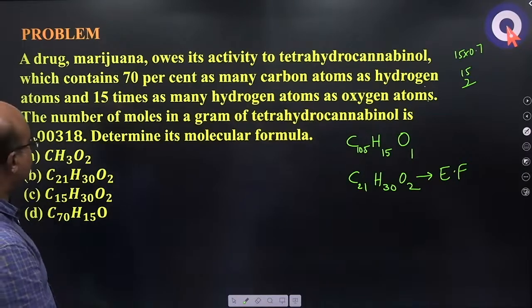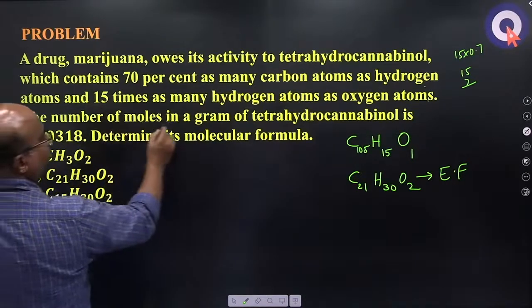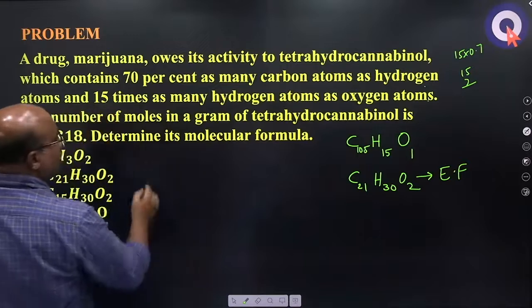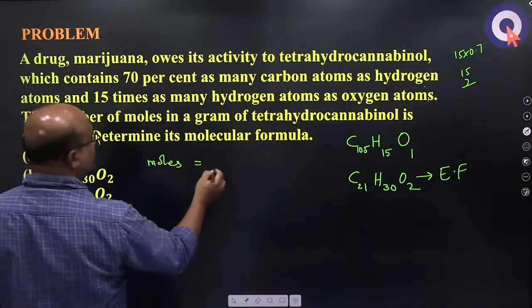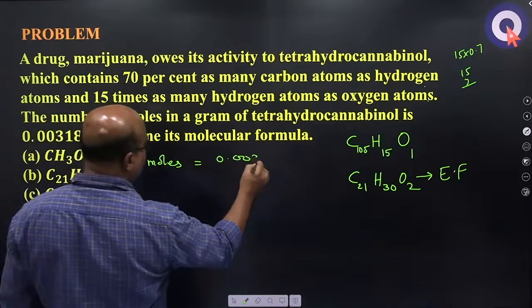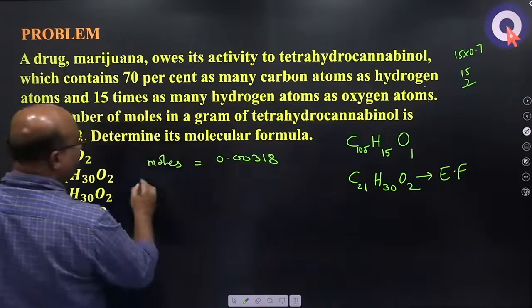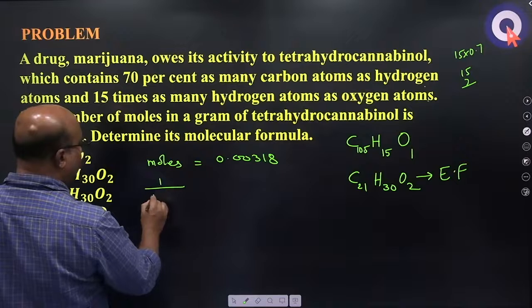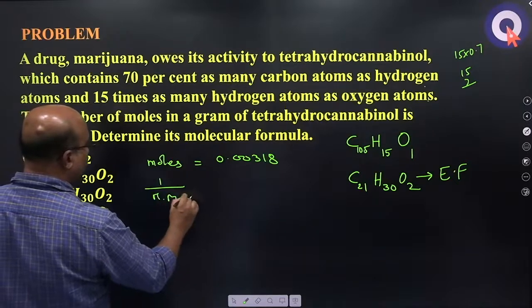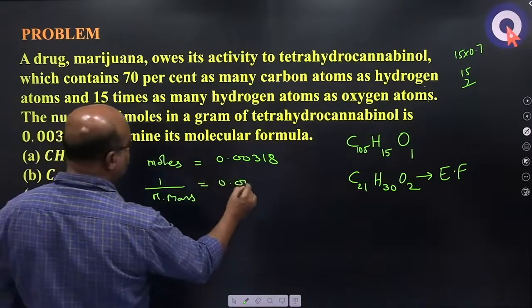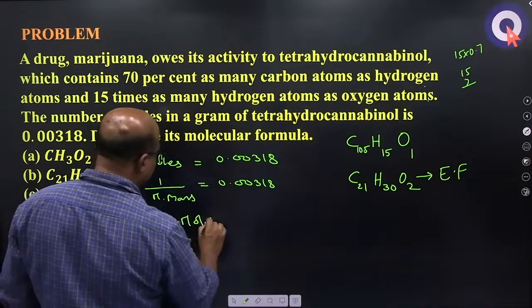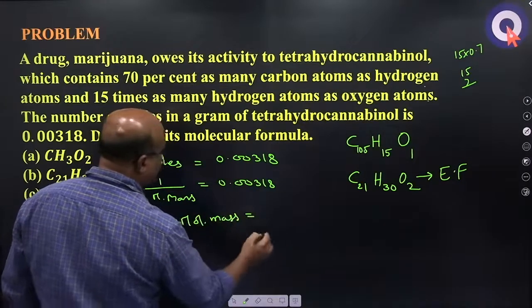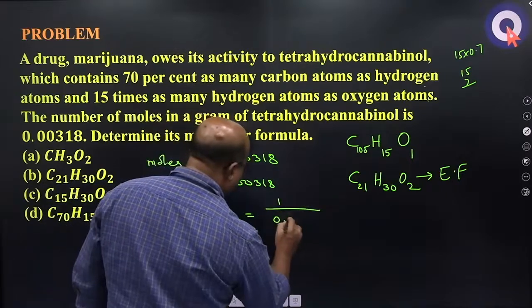So what he is saying is the number of moles in 1 gram. So moles of that component is given as 0.00318 in 1 gram. So 1 by molecular mass is 0.00318. So what is the molecular mass? Molecular mass of this will be 1 by 0.00318.